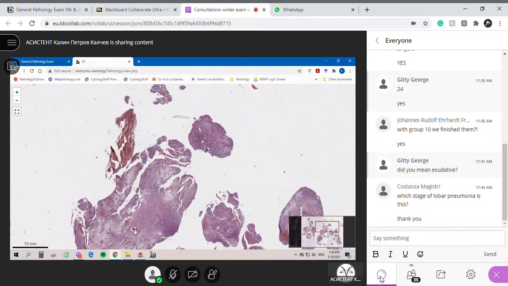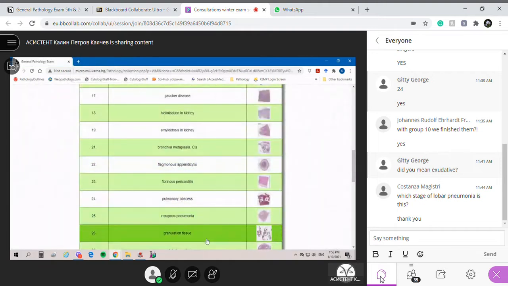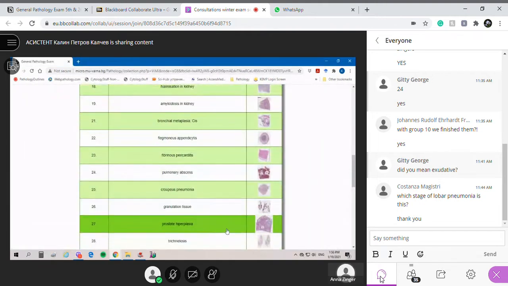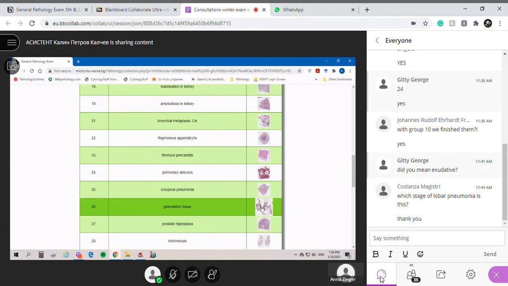If not, maybe we can continue with the slide number. Question? Yes. So this is a diffuse inflammatory process with granulation tissue. Yes, it is diffuse chronic inflammation, and we define it as the granulation tissue. Okay.